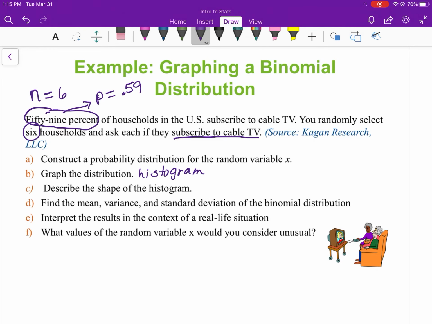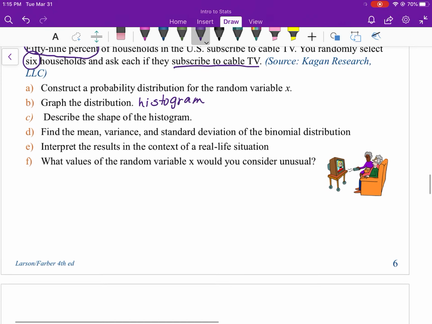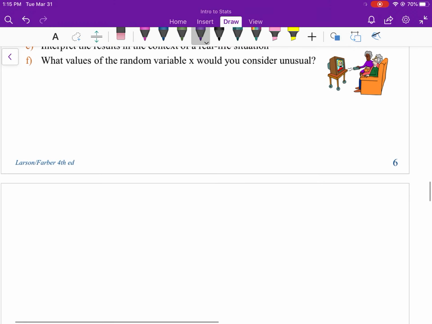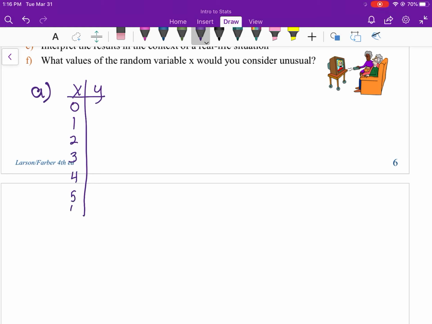Okay, so we're ready to make the probability distribution, and then we're going to move to the histogram. All right, part A, probability distribution. We're going to go from 0 to 6. We're going to go right to our calculator with P equals 0.59, N equals 6.